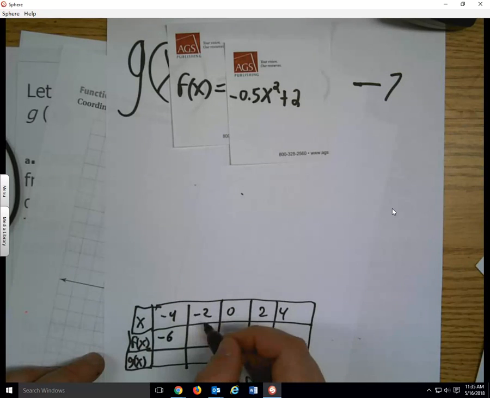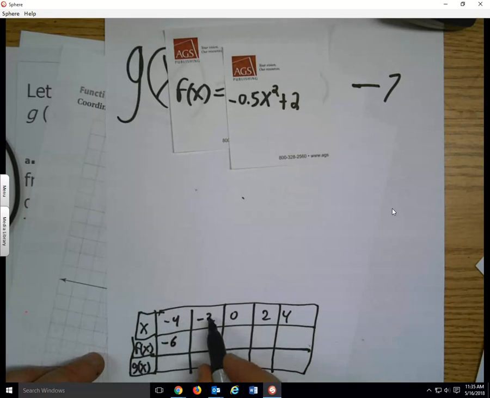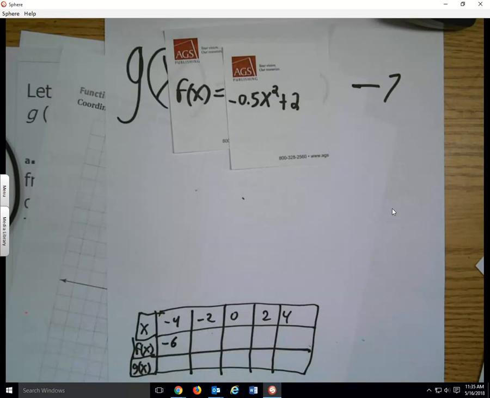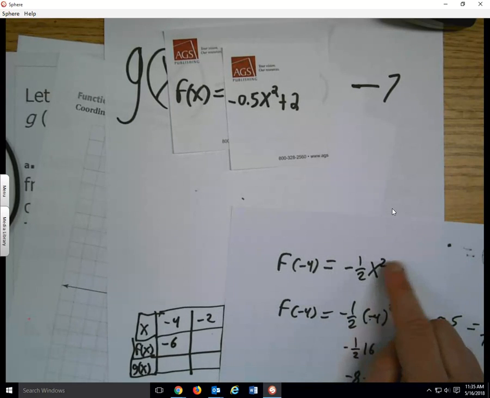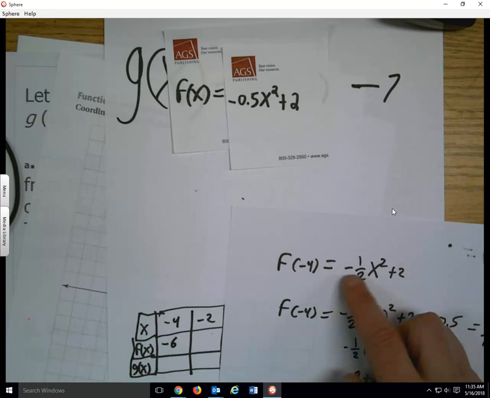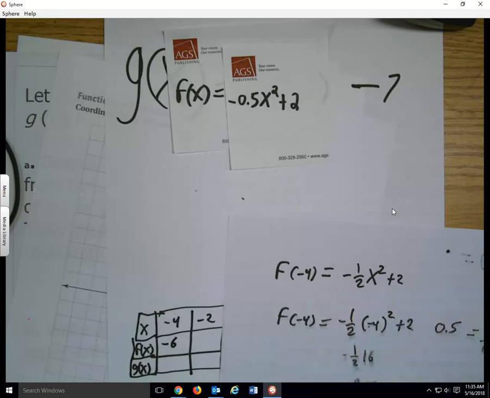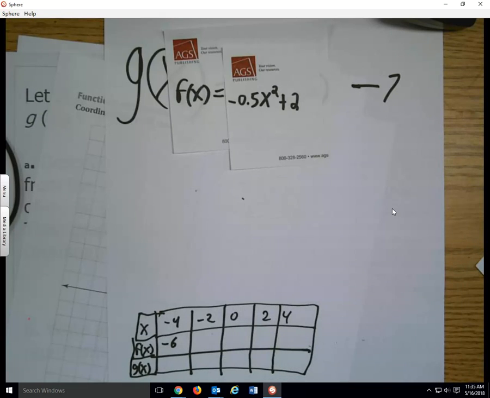We do the same thing. After -4, we try the next number, which is -2. If you substitute a -2, what would we get? Well, let's do it quickly. We won't write it all down. A negative times a negative is a positive 4. Half of 4 would be 2. So you'd have a -2 plus 2. You'd end up with a 0.